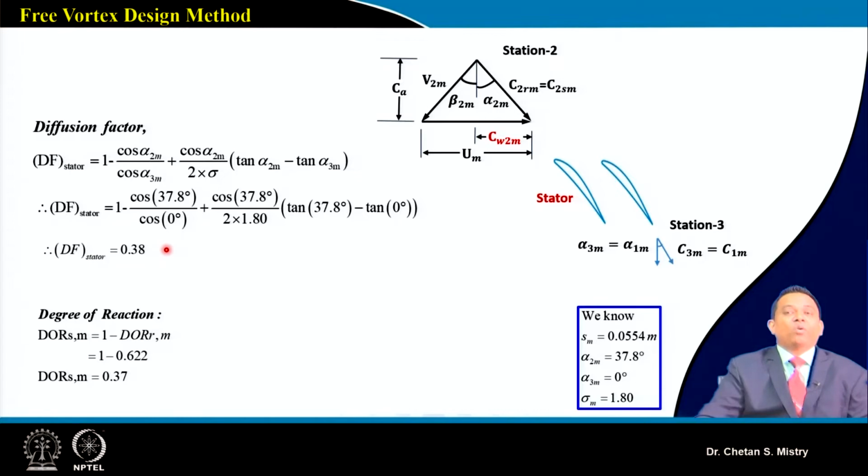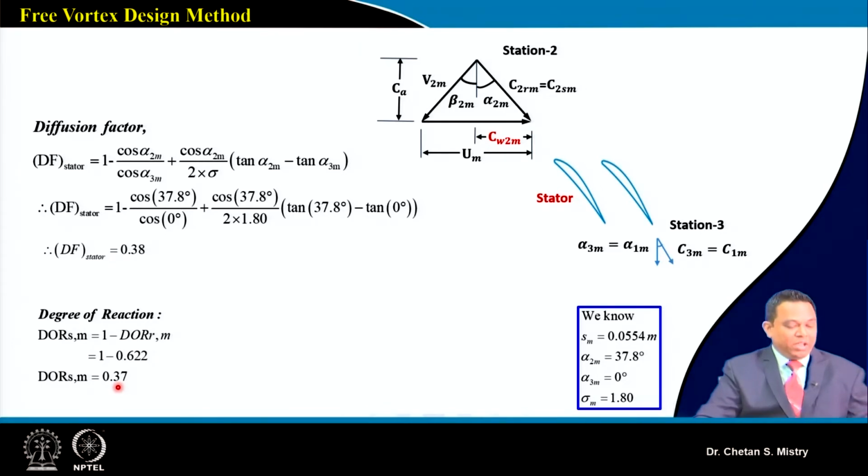Now the next parameter of our interest is the degree of reaction. For a stage, the maximum possible degree of reaction is 100%. That's the reason we consider the degree of reaction for stator equal to 1 minus the degree of reaction of my rotor at mid station. We have calculated the degree of reaction for the rotor at mid station as 0.622. That gives my degree of reaction for the stator at mid station to be 0.37.